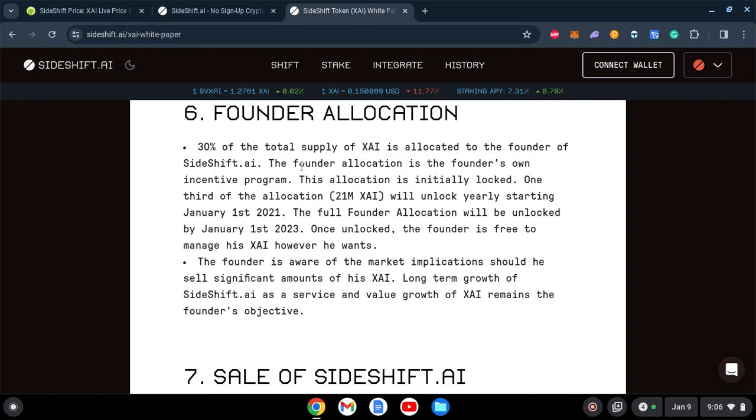founders of Sideshift.ai. The founder allocation is the founder's own incentive program. This allocation is initially locked. One third of the allocation, 21 million XAI, will unlock yearly starting January 1st, 2021. The full founder allocation will be unlocked by January 1st, 2023. Once unlocked, the founder is free to manage his XAI however he wants. Now you see, for example, I am shooting this video after 1st January of 2023.